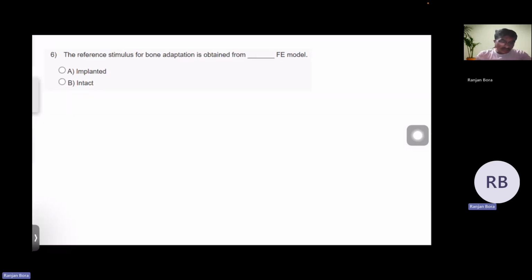Next question is, the reference stimulus for bone adaptation is obtained from.